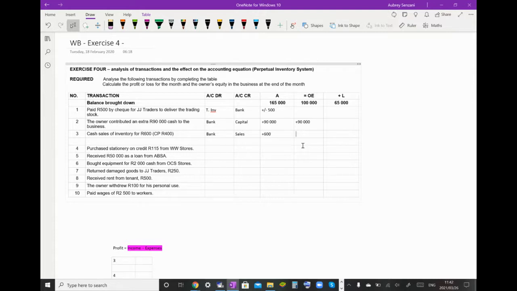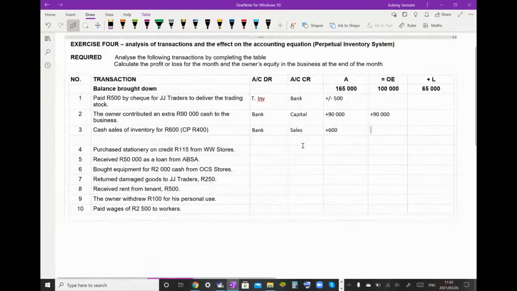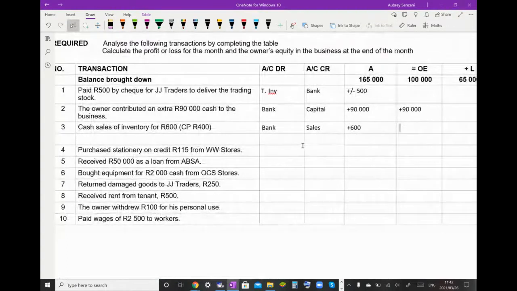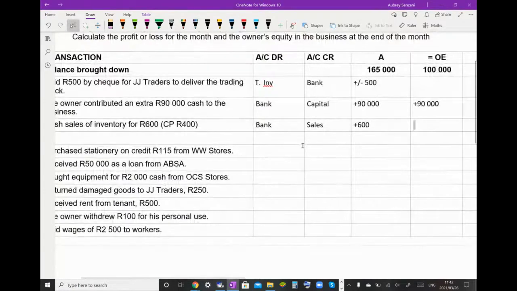Can you guys see clearly? Should I zoom in? I can zoom in. Is that better? Okay, let me do that. Is it fine now? Okay. Oh, you can see. Okay. All right, no problem.